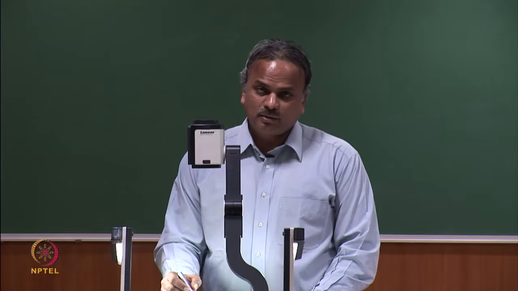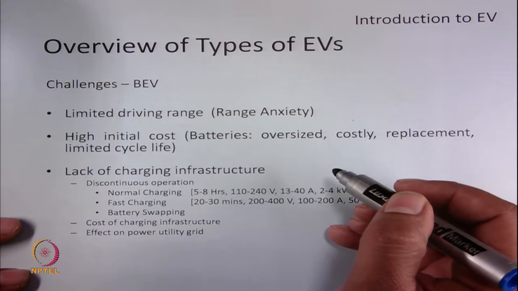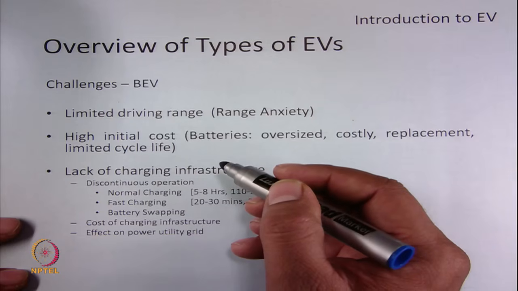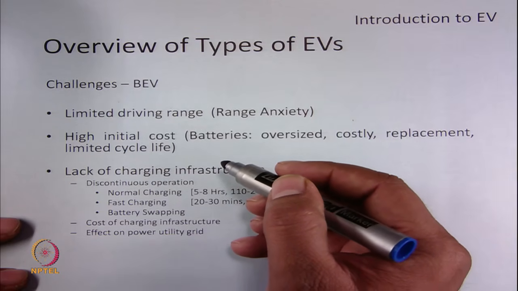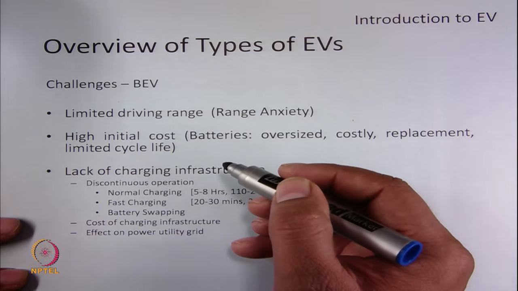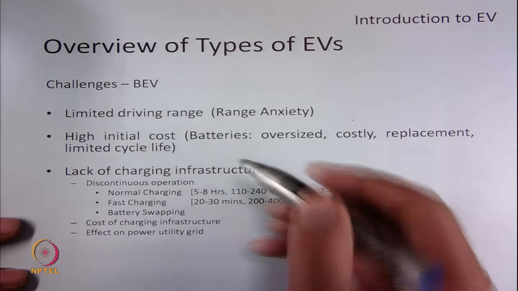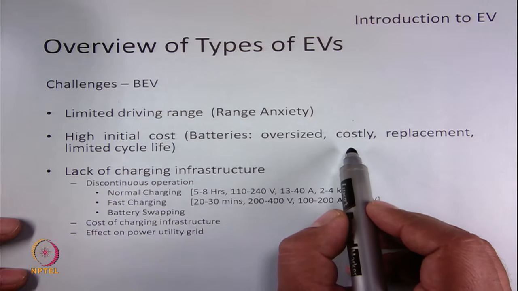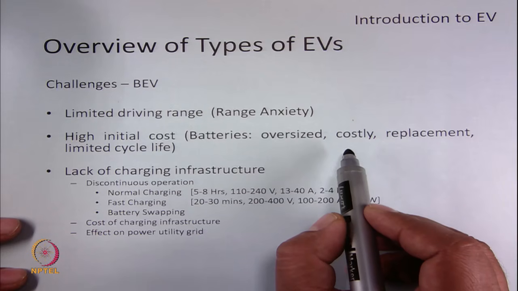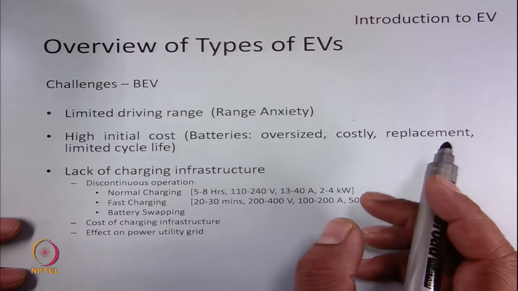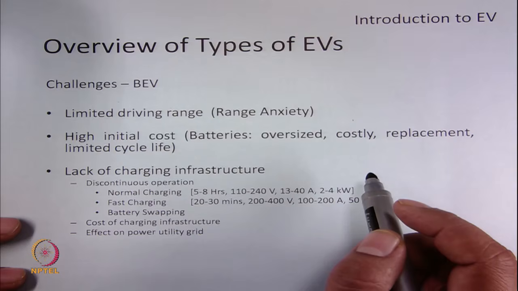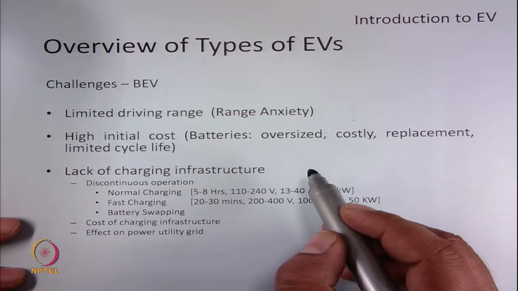PHEV suffers from the problem of range anxiety among customers. So, what is done is more battery banks are used to match the operation of IC engine based vehicles. Therefore, it is not only oversized, it is very costly. Also, since the battery has a limited cycle life of around 1500, which means 4 to 5 years, it requires replacement of the battery bank in around 5 years, which again increases the cost of the battery electric vehicle.